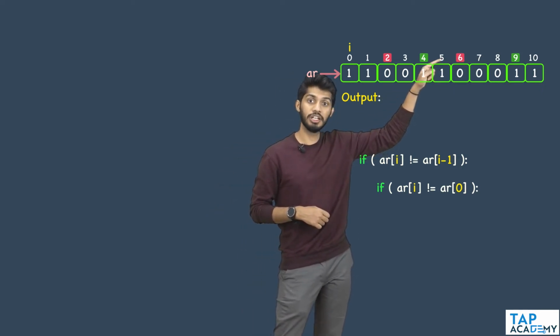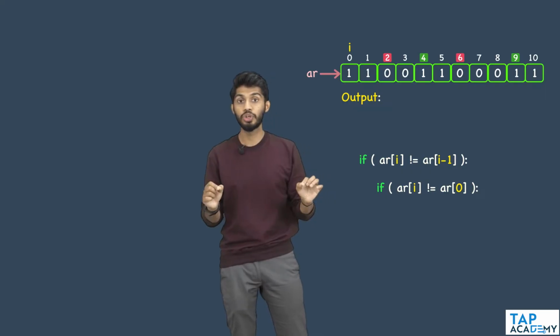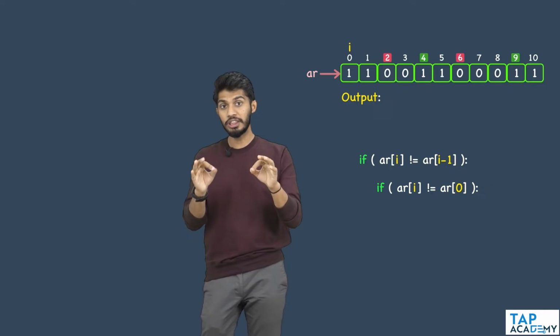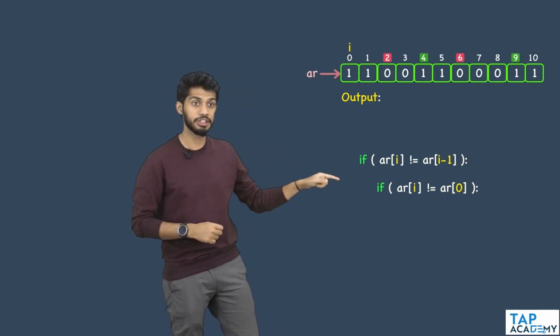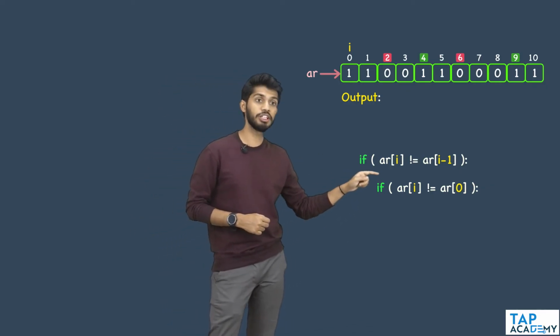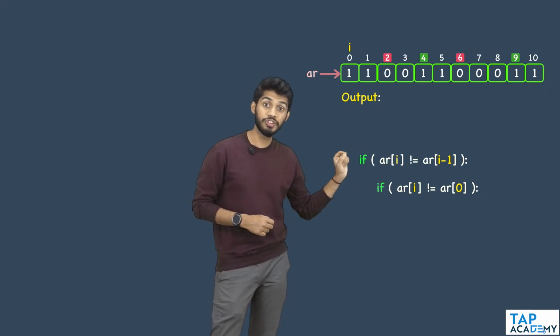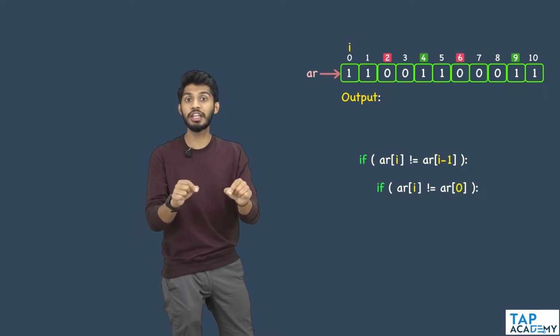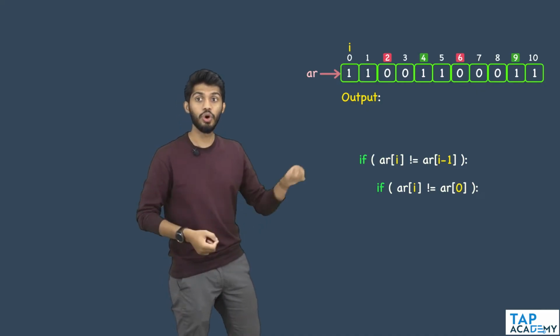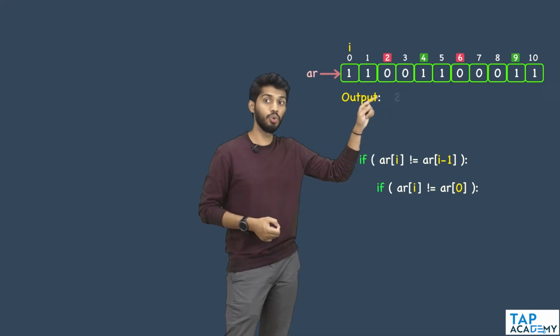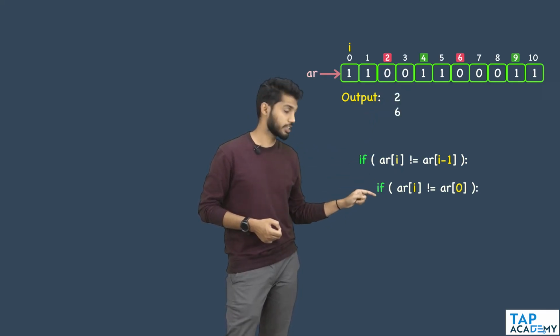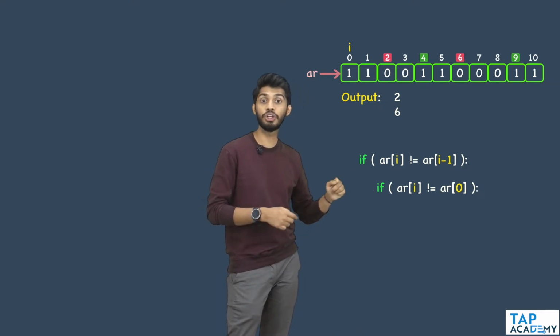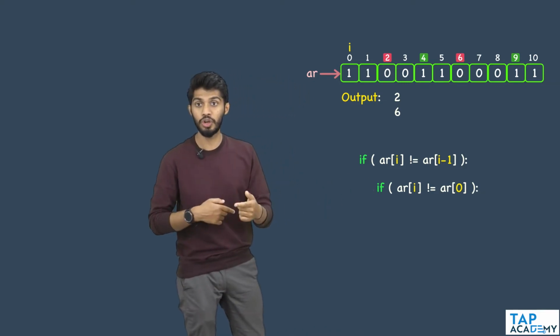The element present in index 6 is 0. Is 0 not equal to 1? Yes, condition true. So I am going to flip it. So if I write one more condition, that is this particular condition, if AR of I is not equal to AR of 0. If this condition is also true, then that is the starting index of the element that I am flipping. So I have clearly shown over here 2 and 6 is what I want, and 2 and 6 are the only cases where this particular condition is going to be true, or this condition is going to pass.